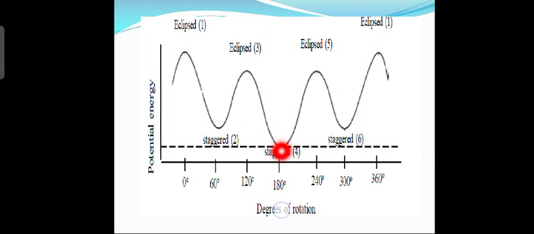So this is the most stable one, as you can see. In the graph, the staggered fourth conformation has the least potential energy, therefore it is more stable. Then the fifth one is eclipsed, once again with higher potential energy. Next, the sixth conformation again has less potential energy, therefore it is stable. So this is the graph showing potential energy versus degrees of rotation.